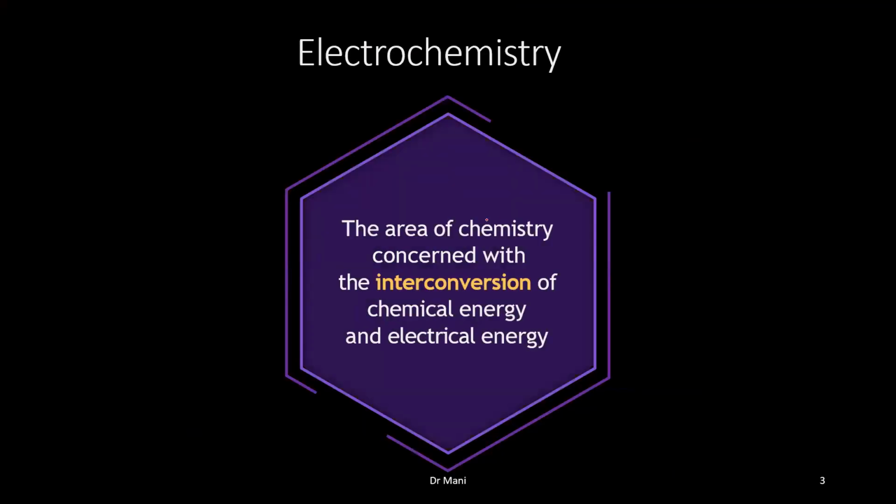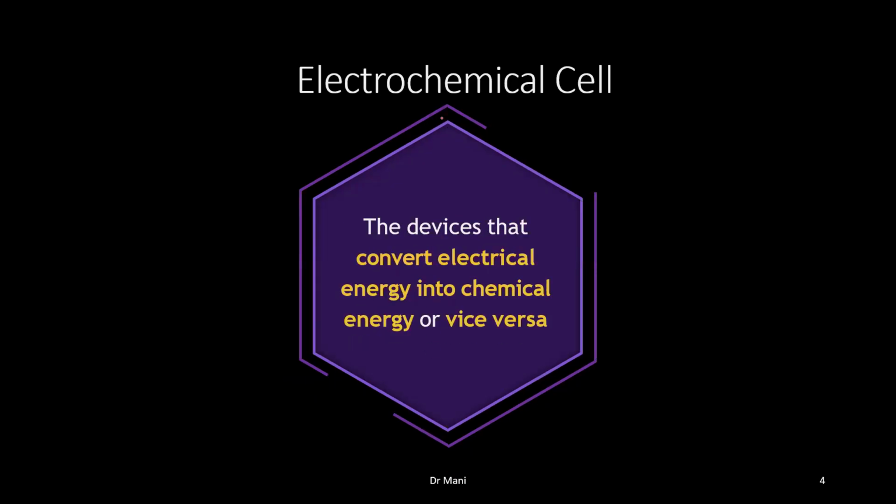So electrochemistry is the area of chemistry that is concerned with the interconnection of chemical energy and electrical energy. How you are converting the energies between the chemical and the electrical, or how the energy exchange is happening between the chemical and electrical, that branch is electrochemistry. So an electrochemical cell is the device that converts electrical energy into chemical energy, or converts chemical energy back into electrical energy, that you know.